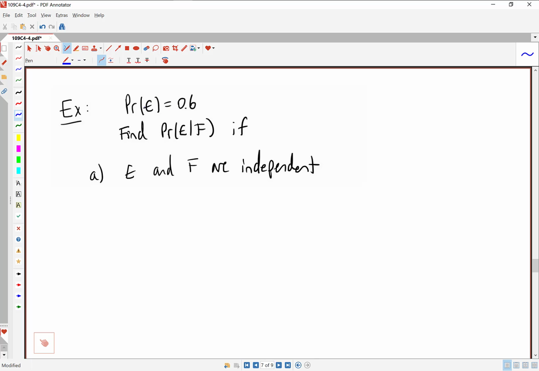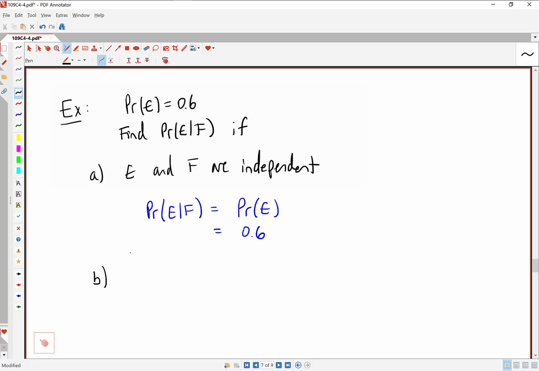So let's say we're told that probability of E is 60%. Let's find the probability of E given F if E and F are independent. Okay, well, we were told on our list of equivalent statements that E and F being independent is exactly the same thing as saying probability of E given F is equal to probability of E. And since we know probability of E, we can say probability of E given F is 0.6.